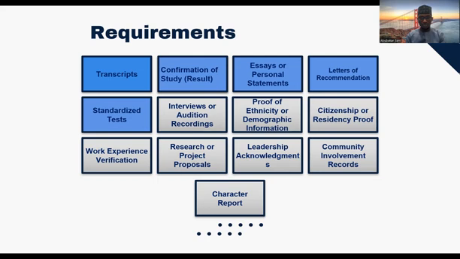Proof of ethnicity or demographic information. This one here is all about trying to know where you are from, who you are as a person, as an individual, in terms of your ethnic group. Are you white, Caucasian, African, Black African, Arab, Middle Eastern, Asian, and stuff like that. That's ethnicity. Because some scholarships are for a particular ethnicity, and if you are from a different ethnicity, you are not eligible for those scholarships.